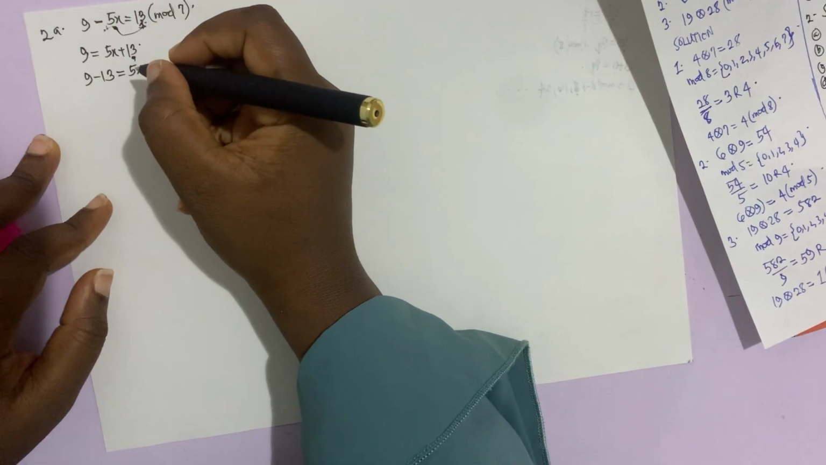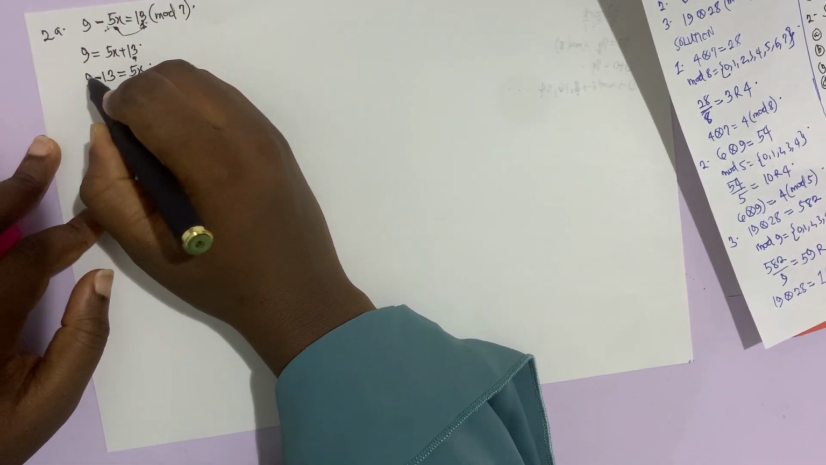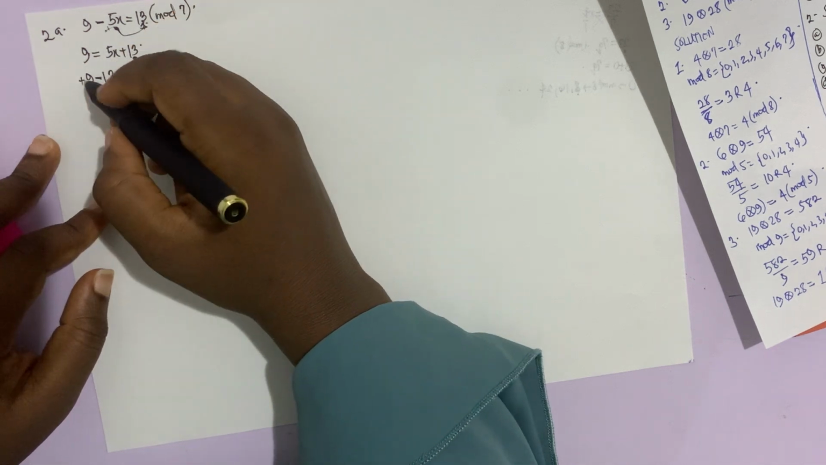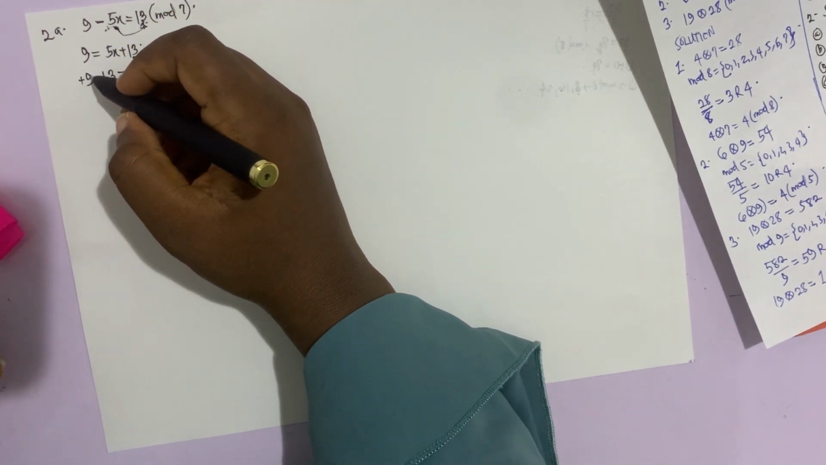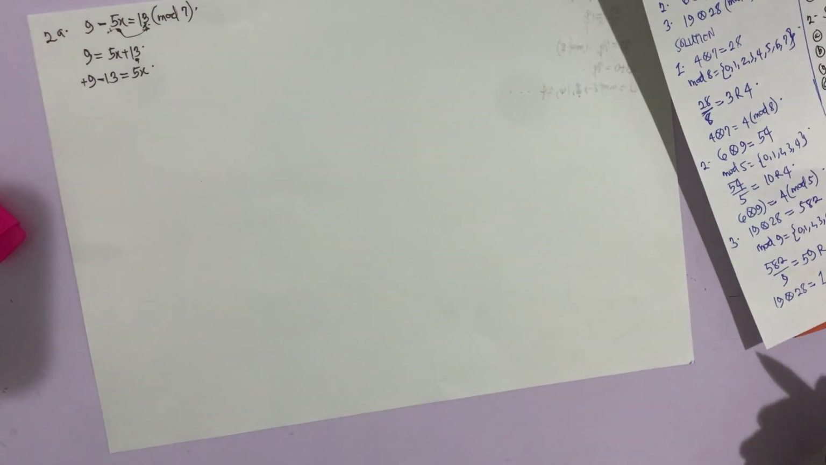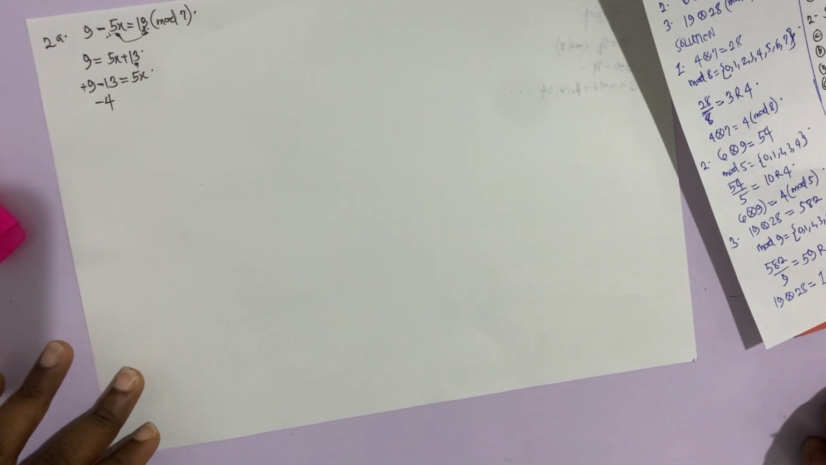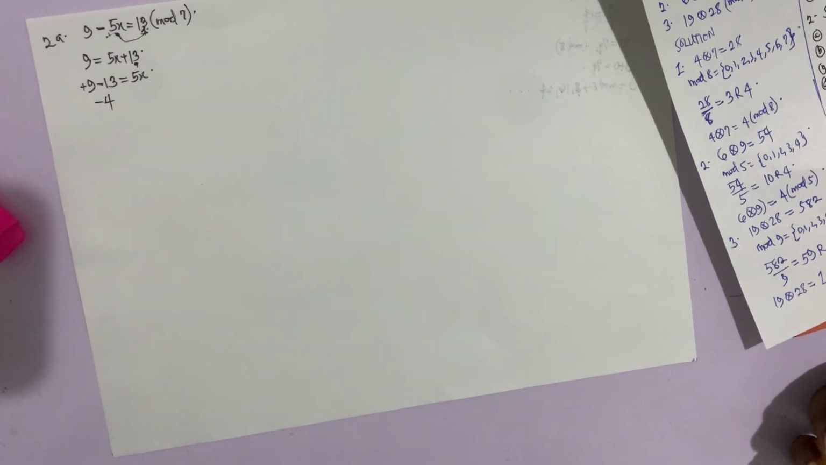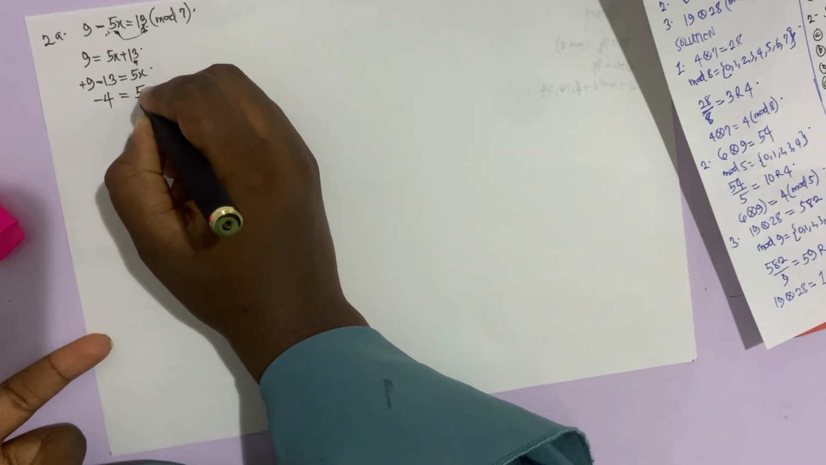Remember, I explained in one of the previous videos this concept: when you have a negative and positive like this, if there is no sign in front of a number, there is an implicit plus sign there. 9 minus 13 will actually give us minus 4. Why? Because 13 is the larger number and has a negative sign, so our answer will be negative. So minus 4 is equal to 5x.